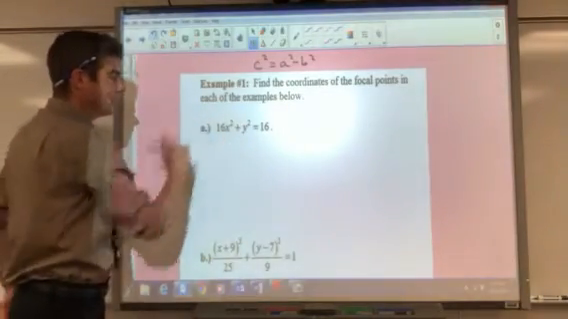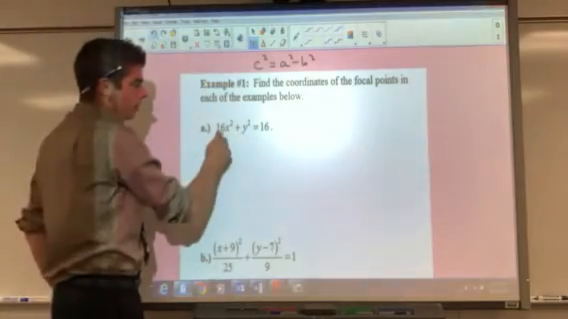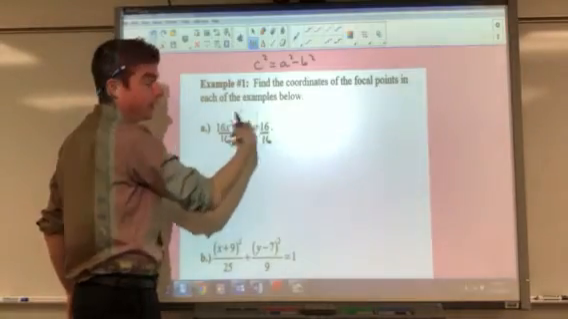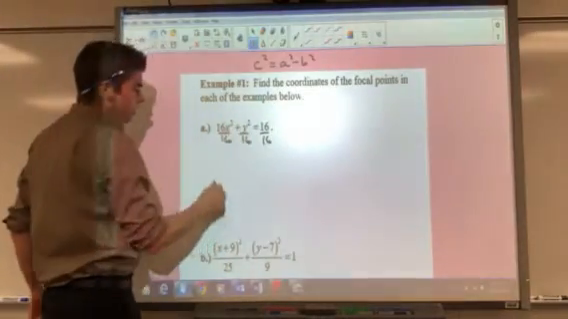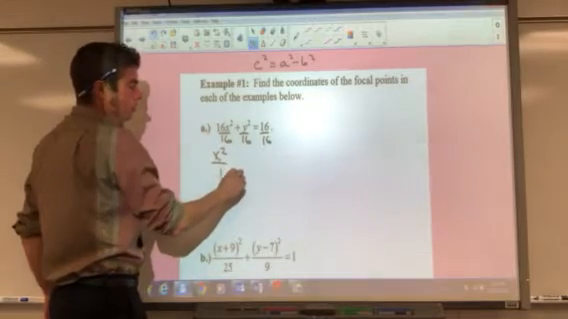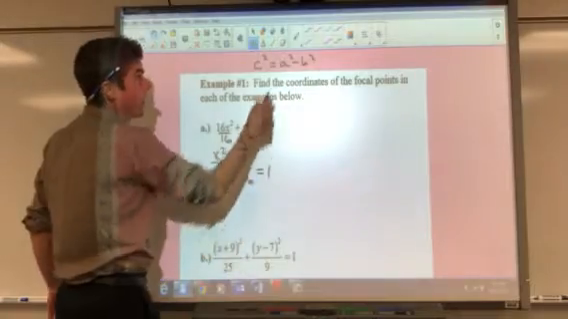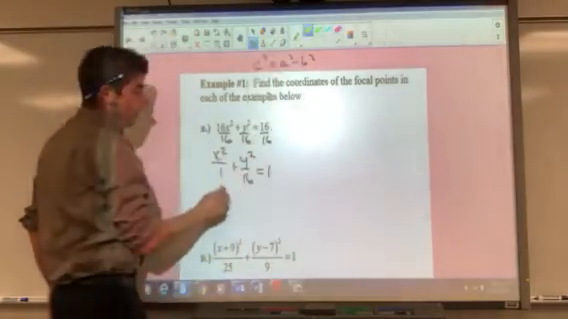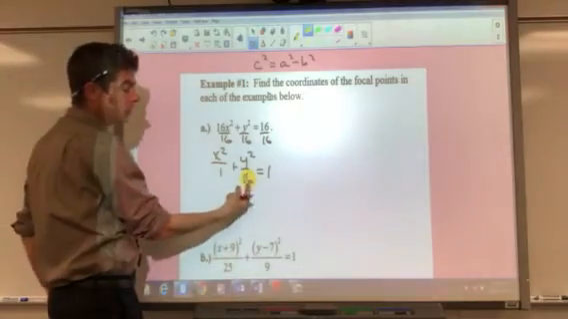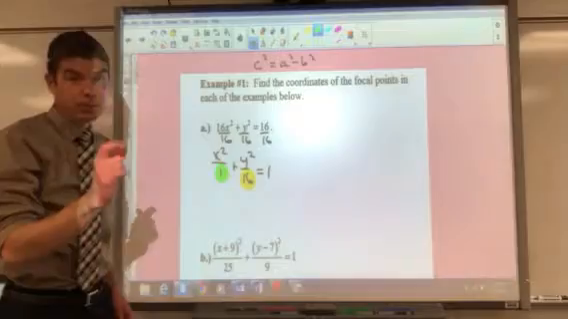Okay, so for this first example, obviously I want to put it into standard form, so I want to get a 1. I'm going to divide everything by 16, just so I can figure out what my a squared and b squared values are. So this becomes x squared over 1 plus y squared over 16 equals 1. And once you do that, now we can identify this as my a squared value because it's the larger of the two numbers, and this is my b squared value because it's the smaller of the two numbers.